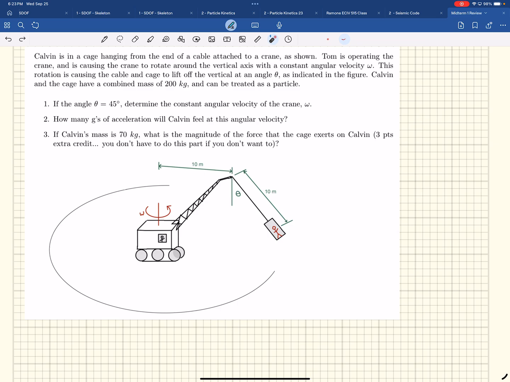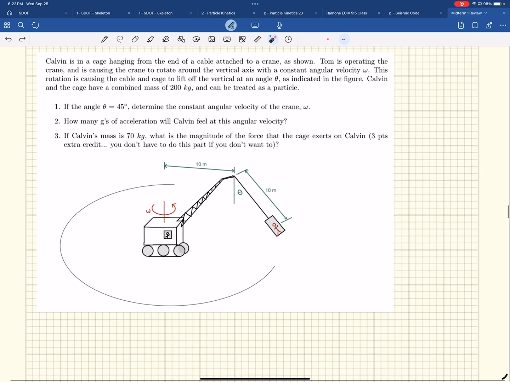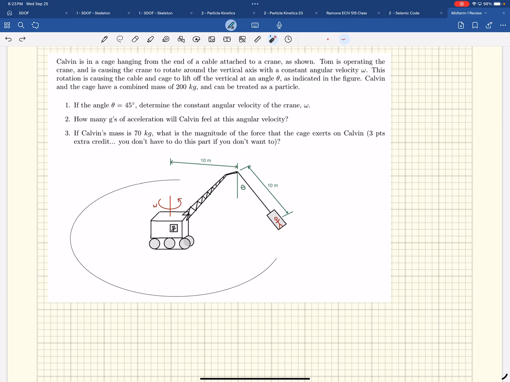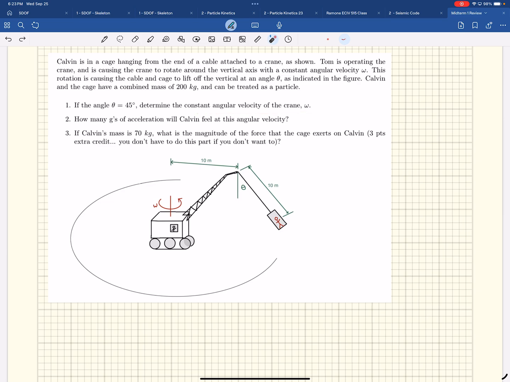Okay, and let's do it. You can tell us all the basic information we need there. Constant omega. The angle is 45 degrees. Find the constant angular velocity omega required for that angle to be 45 degrees.